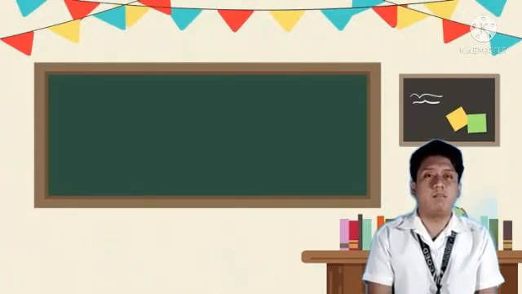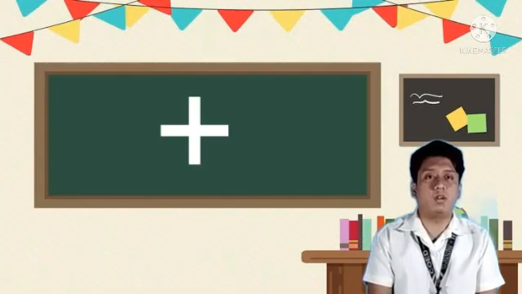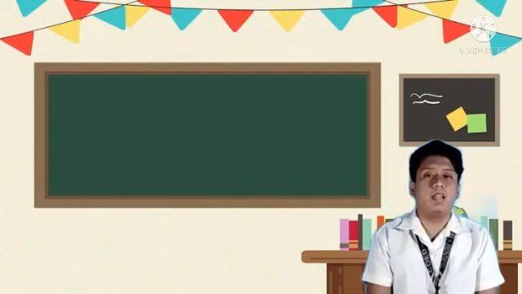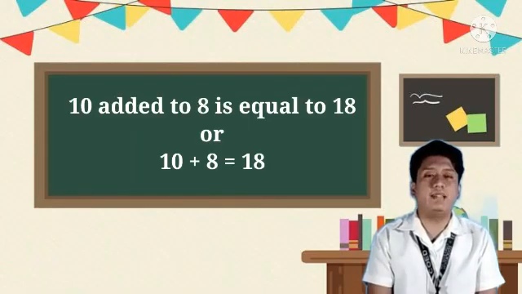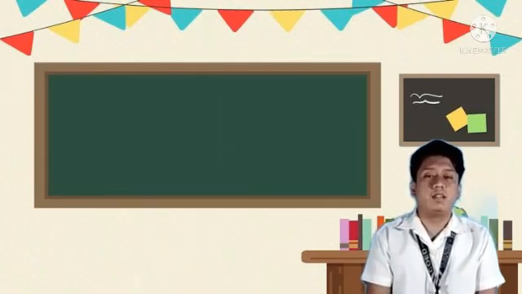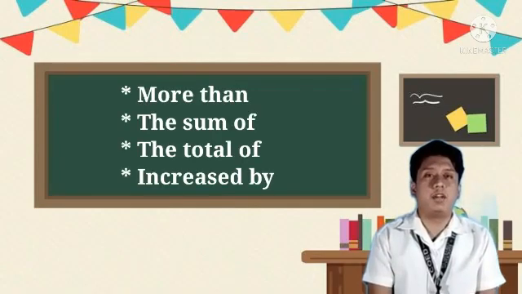The mathematical symbols. First is the plus symbol. It is commonly used in the operation of addition. It is a process of increasing amount or numbers. For example, 10 added by 8 is equal to 18, or 10 plus 8 equals 18. There are also other keywords for this operation such as more than, the sum of, the total of, increased by.